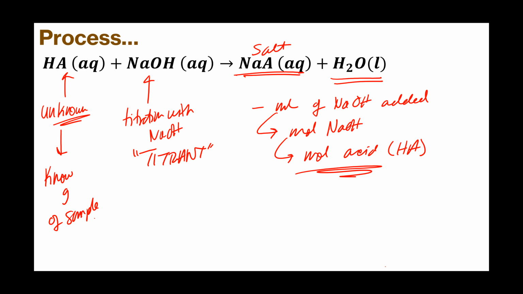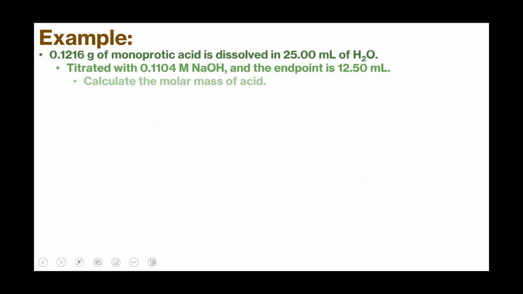So let's put this into practice and try out a titration problem with this. We have 0.1216 grams of monoprotic acid. It's dissolved in 25 milliliters of water. Then we're going to take this sample and titrate it with sodium hydroxide. At the end point, we find that we've added 12.50 milliliters. This was the volume we dissolved it into, this is how many grams of our unknown we have, and this is the concentration of sodium hydroxide.